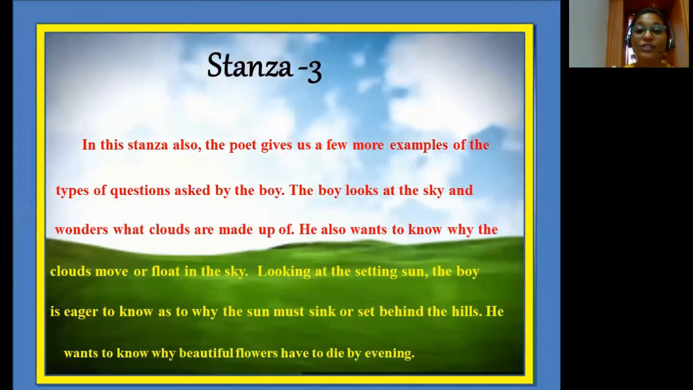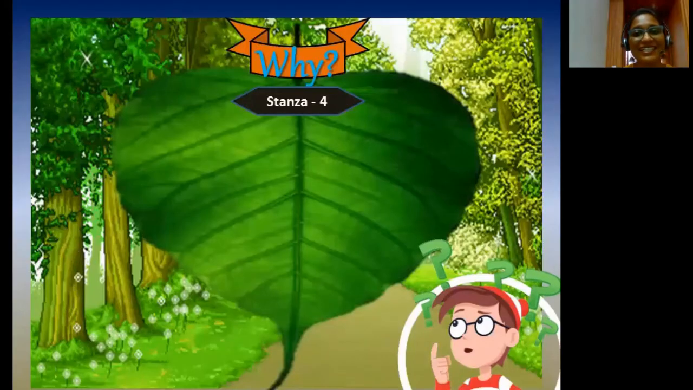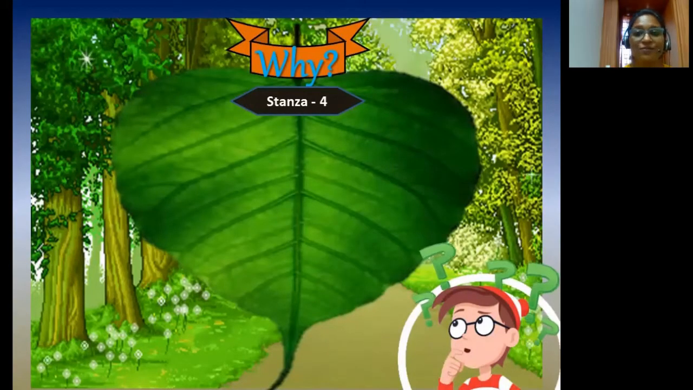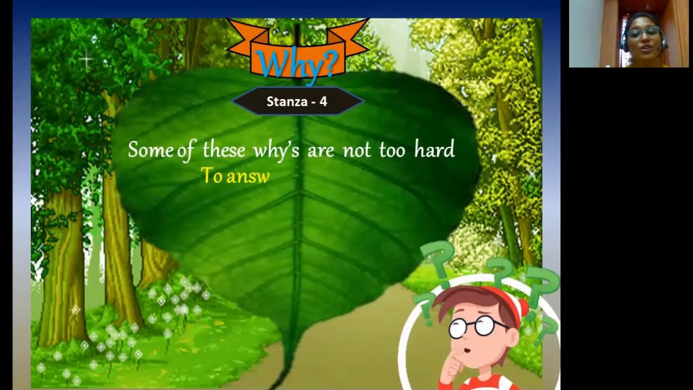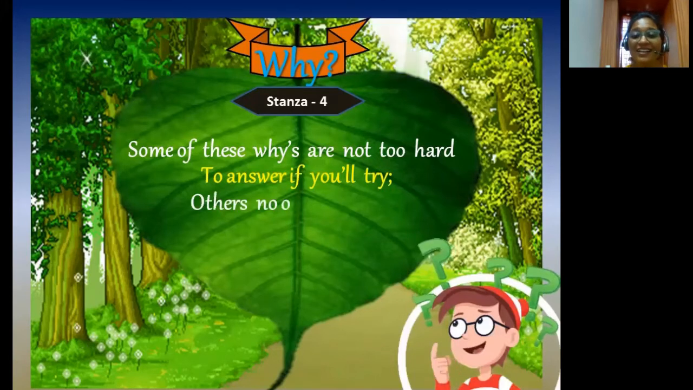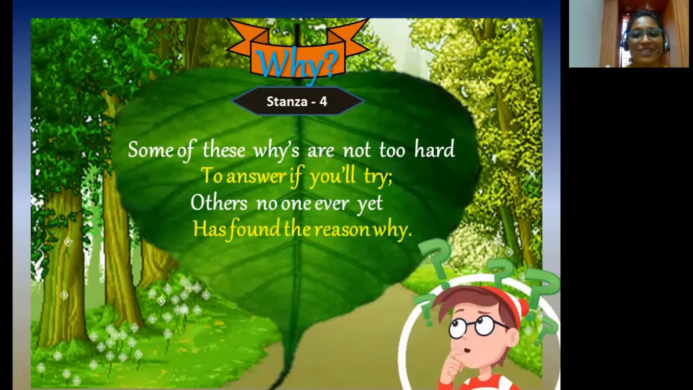Let's now check out the fourth and the final stanza. Stanza 4. Some of these whys are not too hard to answer if you'll try. Others no one ever yet has found the reason why.